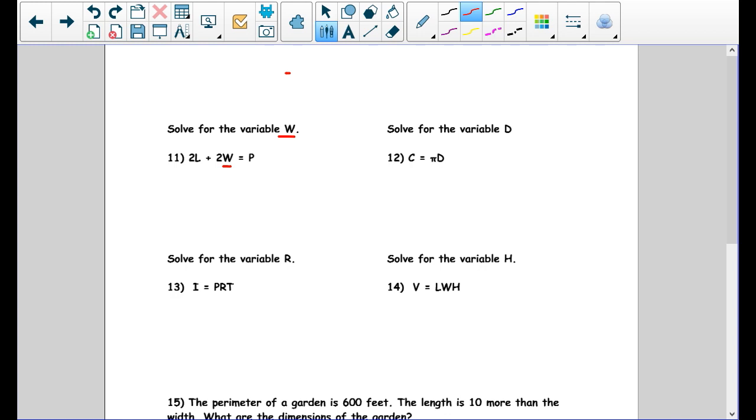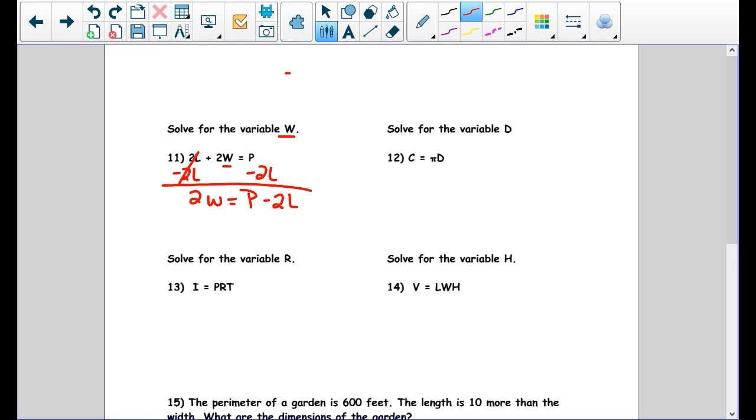I'm going to subtract it. Thinking about it as a number, if this was a number, I want to move it to the other side, right? So I'm going to subtract it. If I want to move something from one side to the other, I'm going to add or subtract it. Always. So I'm going to subtract 2L. So 2L minus 2L is 0. It's gone. So now I'm left with 2W, and I have P minus 2L. And again, with these, a lot of times the stuff just doesn't combine.